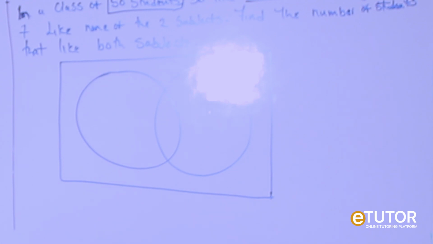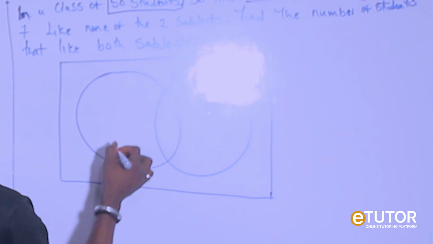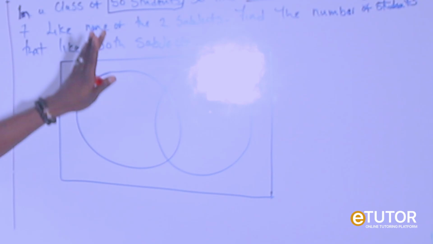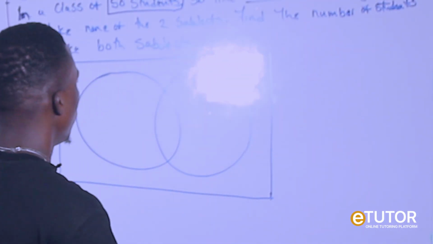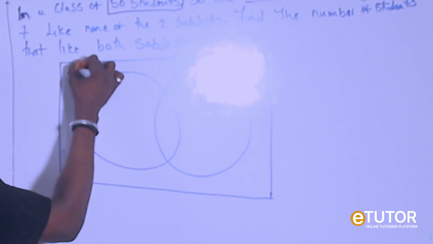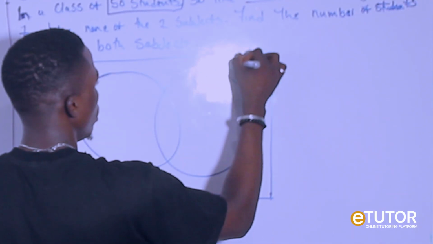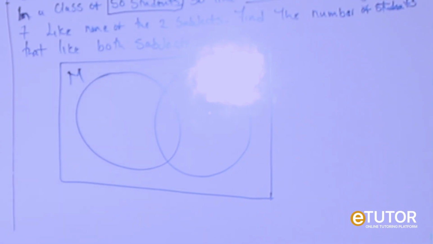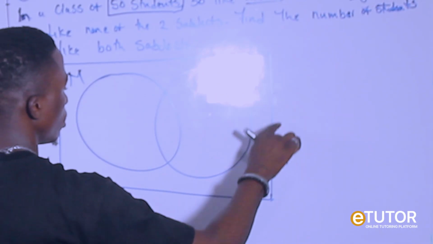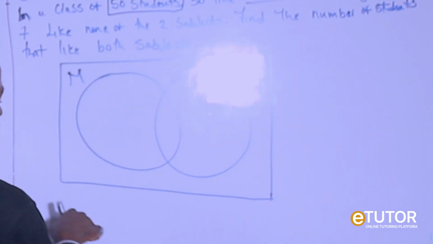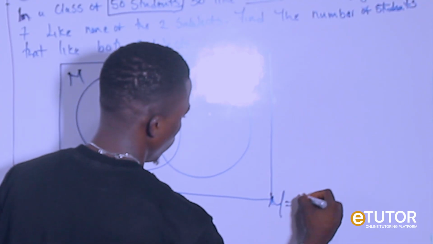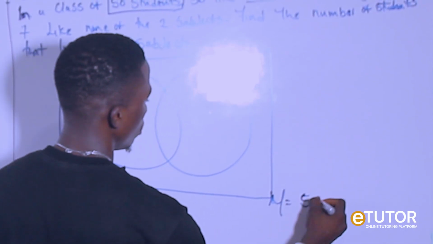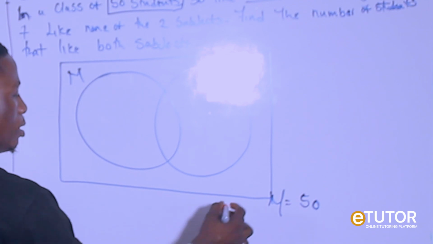If there were 3, we would have 3 overlapping circles. We would have a third one here. But here, we are dealing with just two subjects. So here we have maths and English. So let's call this first circle M for maths, and let's call this E for English. So they said in a class of 50 students. So the universal set, the total number of students in this school is 50. So the universal set is 50.